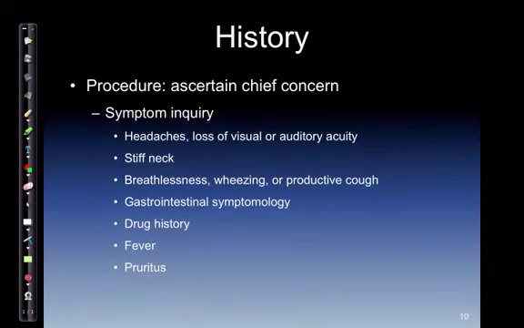History. Procedure: ascertain the chief complaint, and then inquire about their symptoms. Headache, loss of visual or auditory acuity would suggest central nervous system involvement. Stiff neck would suggest meningeal involvement. Breathlessness, wheezing, or productive cough. Gastrointestinal symptoms: nausea, vomiting, diarrhea, as well as loss of appetite.